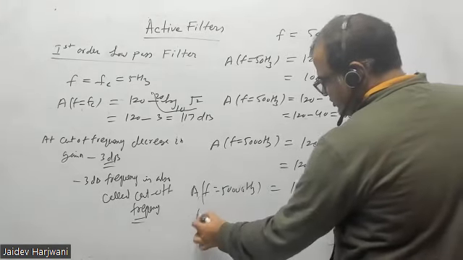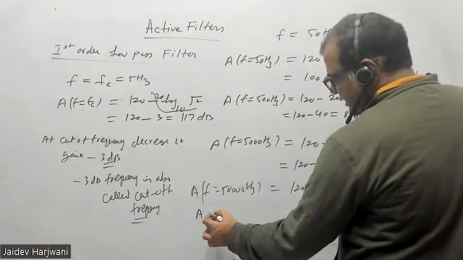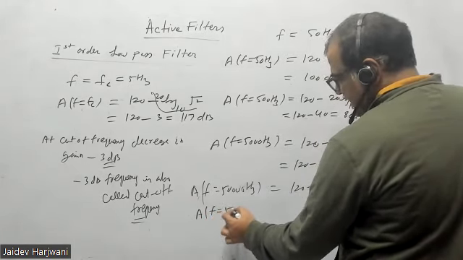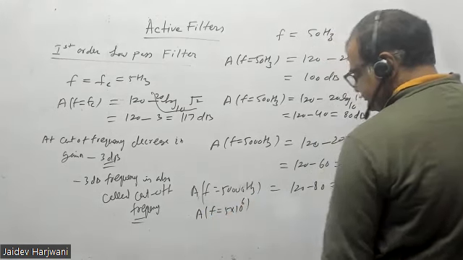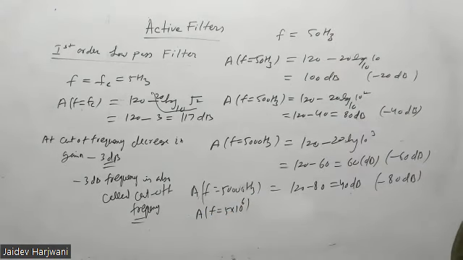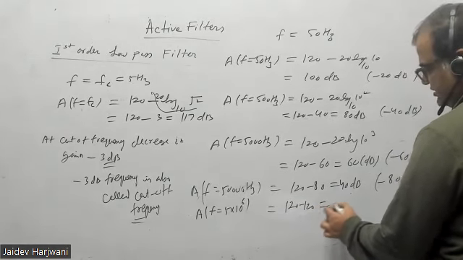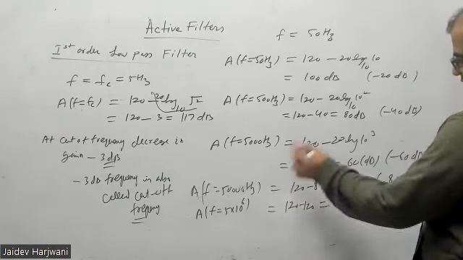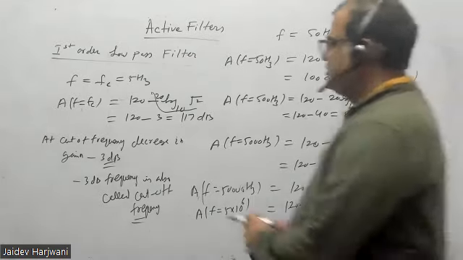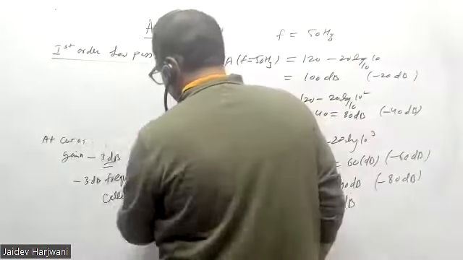Now if you say the frequency is 5 megahertz, 5 times 10 to the power 6, then what will happen? Tell me. Then it will be 0 dB. 120 minus 120, 0 dB. So as you increase the frequency, your gain keeps on decreasing.